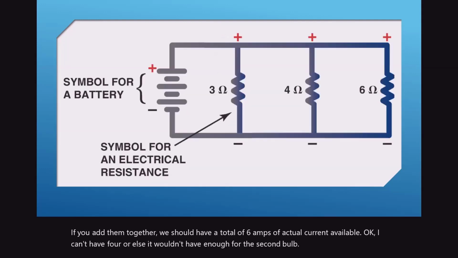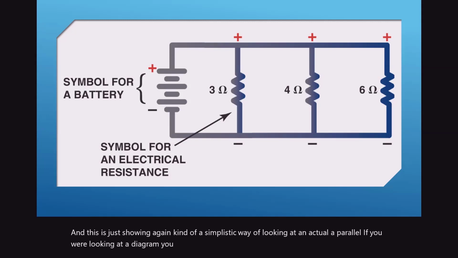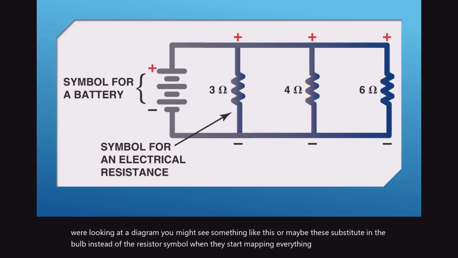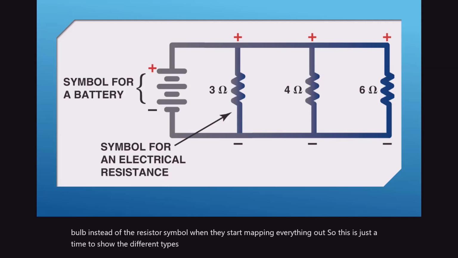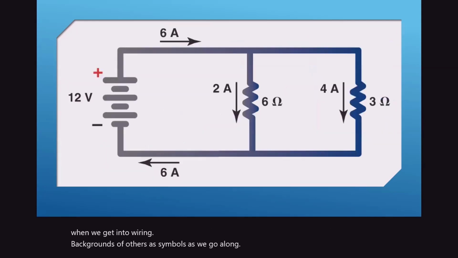And this is just showing, again, kind of a simplistic way of looking at an actual parallel circuit. If you were looking at a diagram, you might see something like this, or maybe they substitute in the bulb instead of the resistor symbol when they start mapping everything out. So this is just trying to show you the different types of symbols, because we're going to get deeper into other symbols as we go along, when we get into wiring diagrams. Now on another diagram here, kind of showing you it again, I have 6 amps going through.